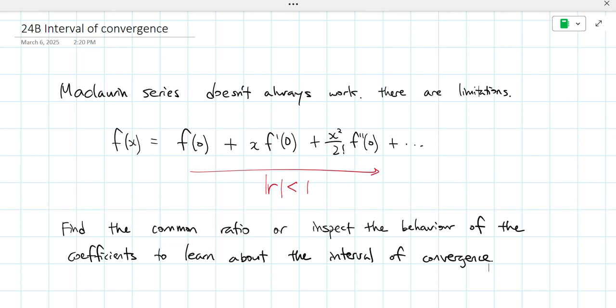So how do we know that? We have to check whether each consecutive term, accounting for the x value and also the f prime of 0 over 1 or f double prime of 0 over 2 factorial, all together, is getting bigger or getting smaller. There's no need for a specific common ratio, but we just have to ensure that each consecutive value is either getting smaller or bigger. We need to solve that inequality. Okay?